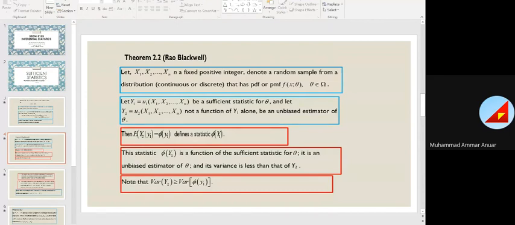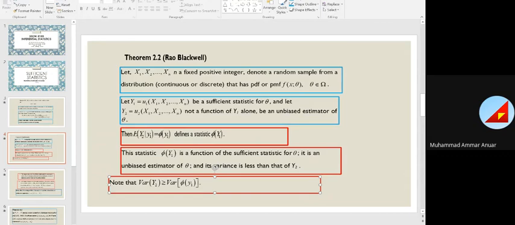But if we show that the variance of phi Y1 is greater than the variance of Y2, then it is not the uniformly minimum variance unbiased estimator. The condition to be the uniformly minimum variance unbiased estimator is that the variance of phi Y1 must be less than the variance of Y2. Later we will relate to the example, so the example will be clearer. So this is what we call the Rao-Blackwell theorem.